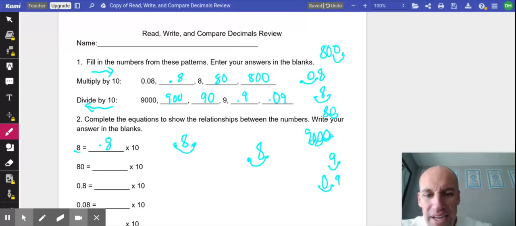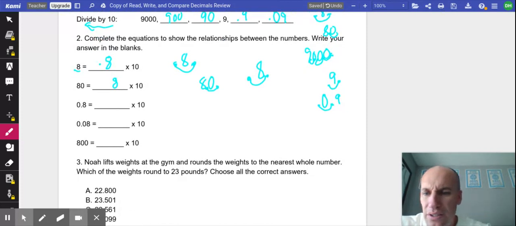What times 10 equals 80? A lot of them knew that one already. They just put an 8 in there. If we didn't know that, we can start with 80, do the inverse operation, and we get 8. Okay. So next we have 8/10, and the answer is 8/10, and we need to multiply it by 10 to get 8/10. So inverse operation. We're going to move it over one place to the left. So we just need to annex a 0 in there.